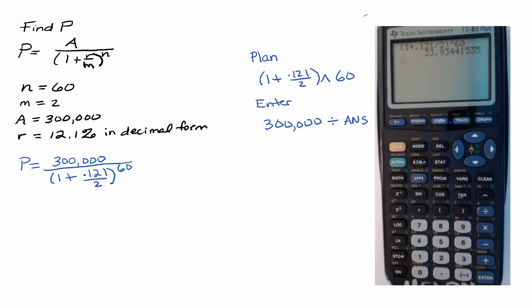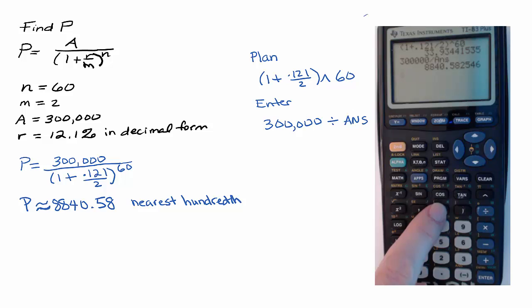33.93441535. Now I want to divide 300,000 by that value, 300,000 divided by, and instead of retyping that decimal, perhaps making an error, I'm going to hit second and then select the answer function, which is above the negative, and then hit enter. This also prevents us from rounding off too soon. Rounding off to the nearest hundredth, we have 8,840.58.